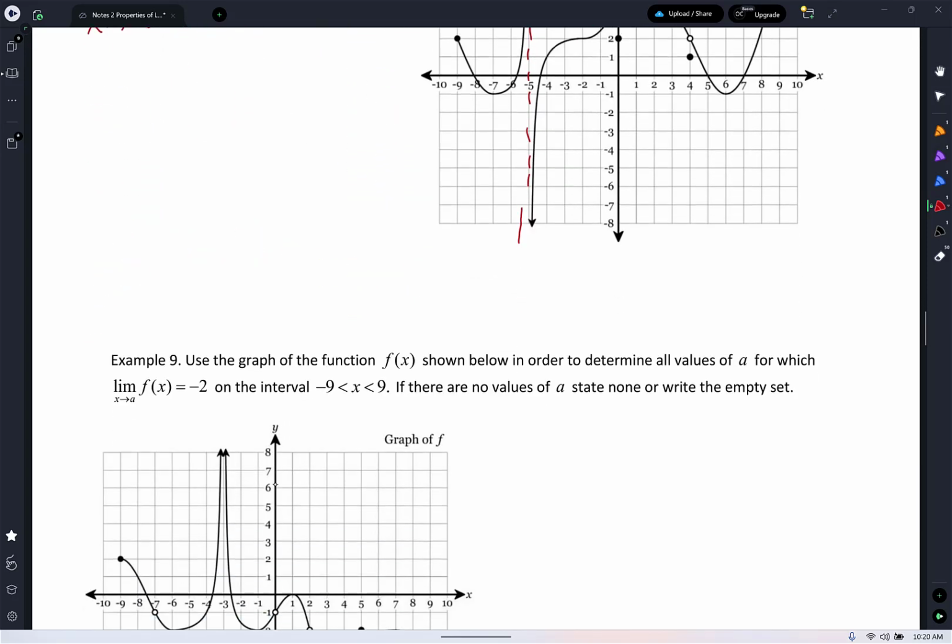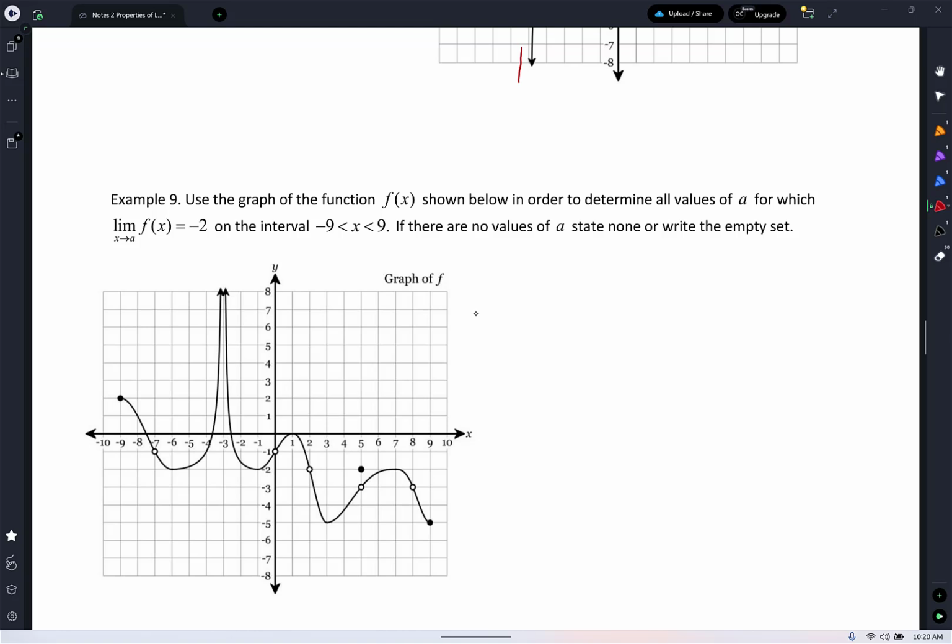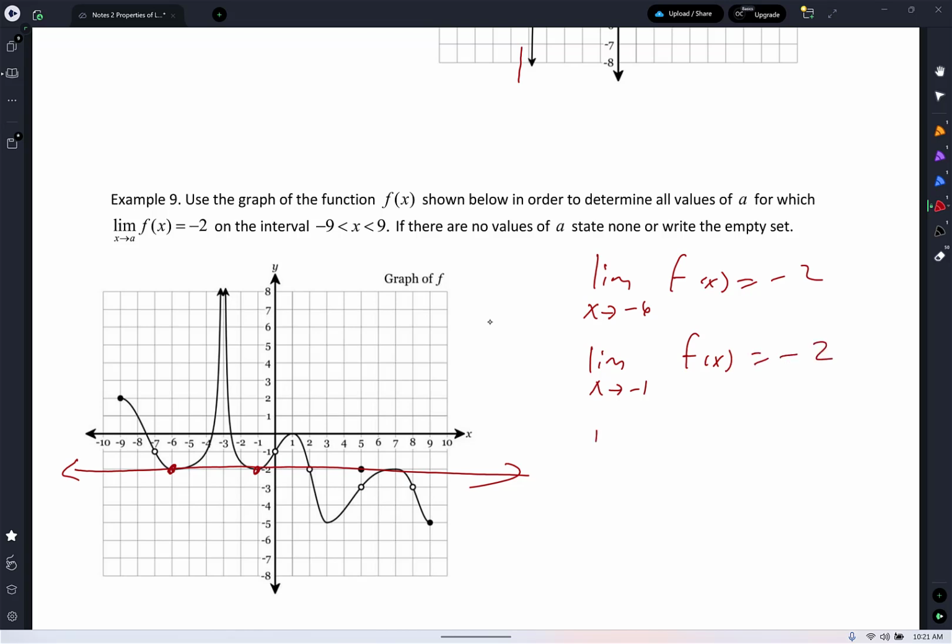All right. This is just like what we did yesterday. It says, use the graph of the function shown below in order to determine all values a for which limit as x approaches a is negative 2. So I'd like to go to negative 2 and just do that. I can see that limit as x approaches negative 6 of this function f is negative 2. And limit as x approaches negative 1 of f of x is also negative 2. Limit as x approaches 2 of f of x is also negative 2. And I have one more: limit as x approaches 7 of f of x is also negative 2.